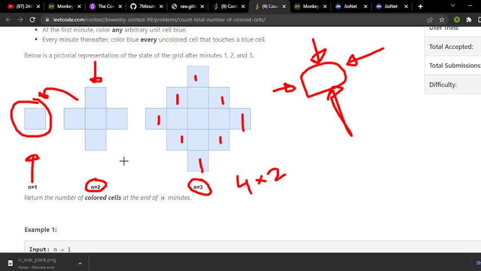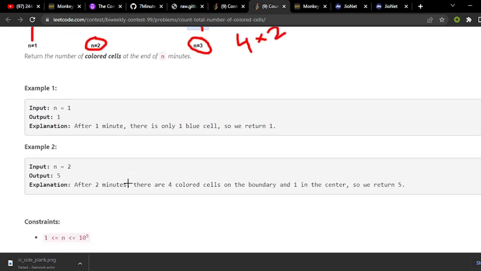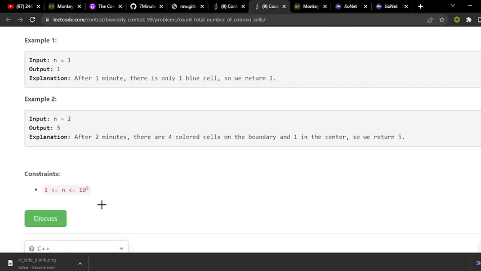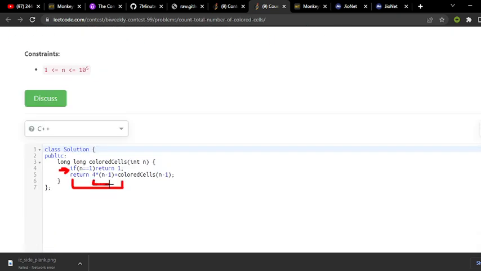So what I have done is I have used recursion. This is the code: for n equal to 1, I have returned 1, and for n greater than 1, I have written 4 into n minus 1, meaning the new squares generated, which is 4 into n minus 1, plus the count of previous squares, which is colored cells of n minus 1. So this is a simple question of recursion.